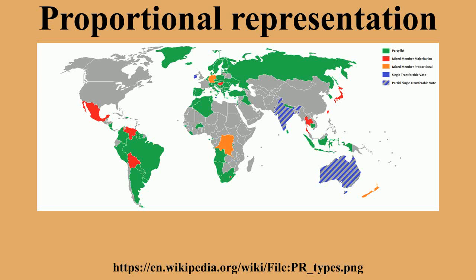But PR systems with a high electoral threshold, or other features that reduce proportionality, are not necessarily much fairer. In the Turkish general election 2002, using an open list system with a 10% threshold, 46% of votes were wasted.